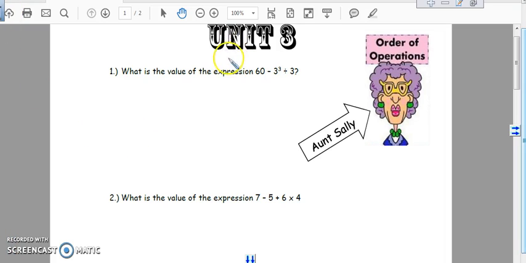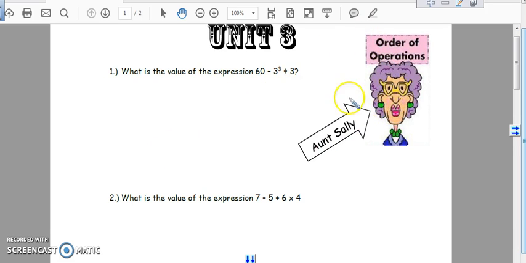So today we are working on Unit 3. This is just kind of a bunch of different things. First one, what is the value of the expression 60 minus 3 to the third power divided by 3? Again, we see this every week on our Throwback Thursday. We need to follow order of operations.